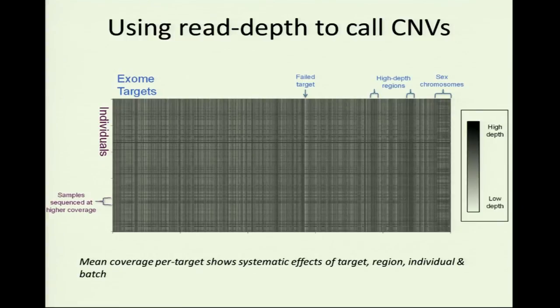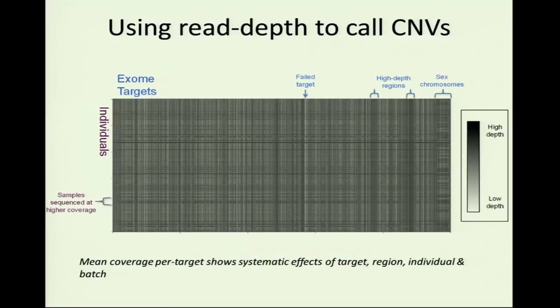If you look all the way at the very right, there are the sex chromosomes. Here the targets are sorted by chromosome. So you see that there's a different pattern there, and that's based on sample-specific gender. Males have only one copy of chromosome X for the non-pseudo-autosomal region. So that's the banding you see all the way to the right.